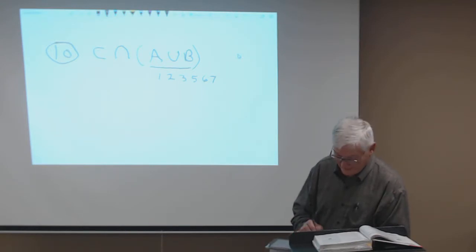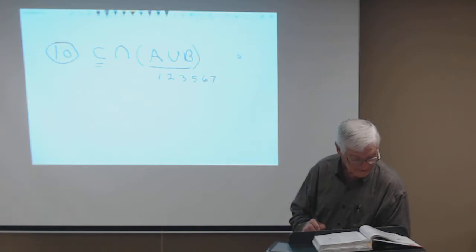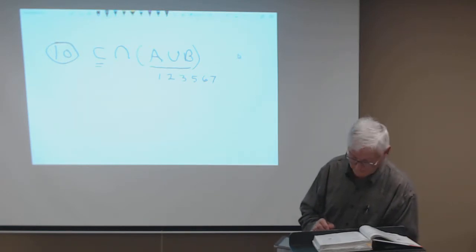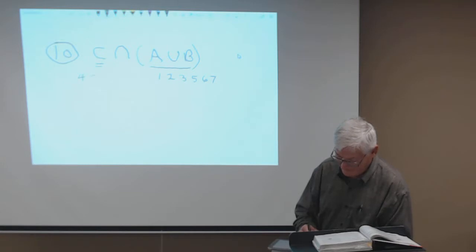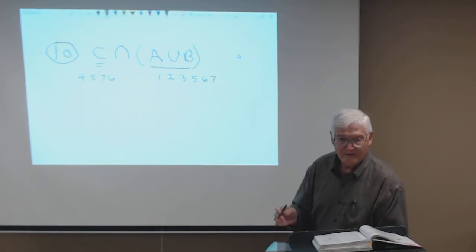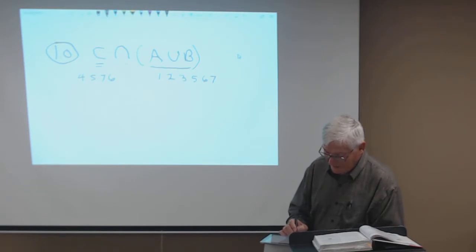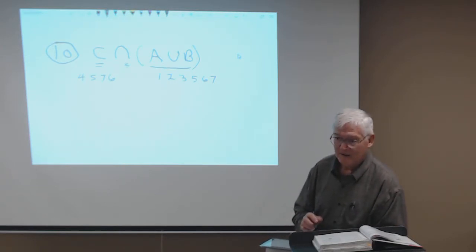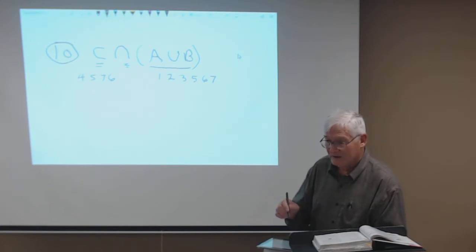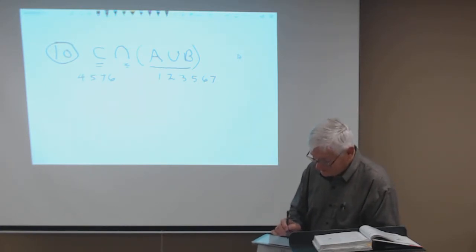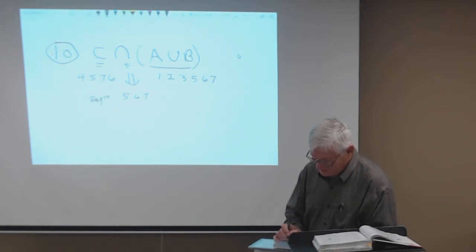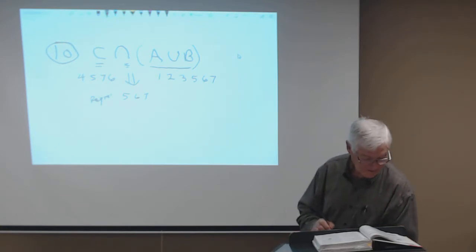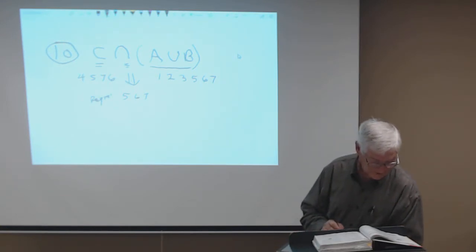Everybody follow that? Now, what's C? What numbers are in C? 4, 5, 7, 6. It doesn't matter, the order doesn't matter. So now I'm supposed to do intersection. Do you remember what intersection means? No? Then look at your notes. What's in common? So what's common to both of these? 5, 6, 7. So that's regions 5, 6, and 7. That's the answer to question number 10.